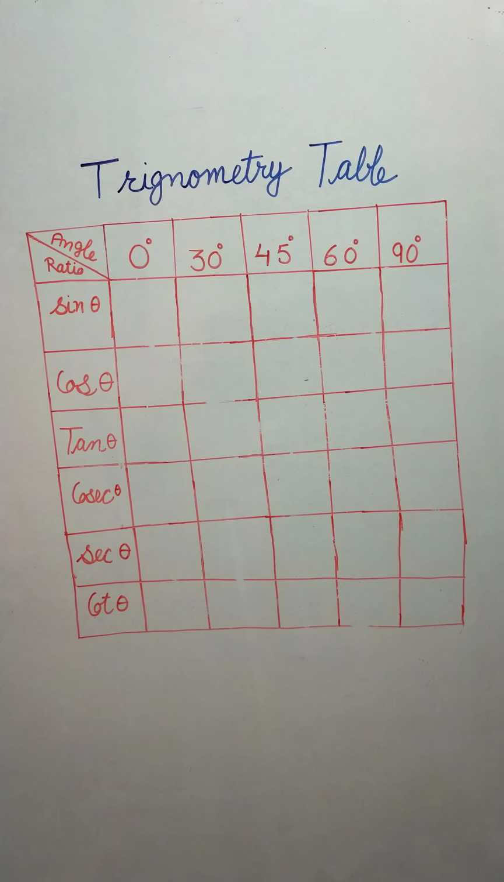Now write these numbers in this order: 1, under root 3 by 2, then 1 by under root 2, then 1 by 2, and 0. Done. Cos theta is done.